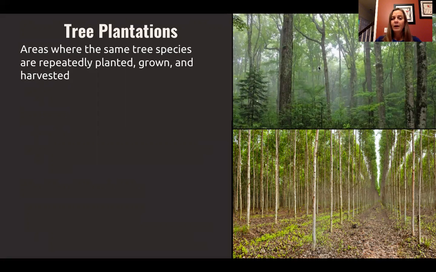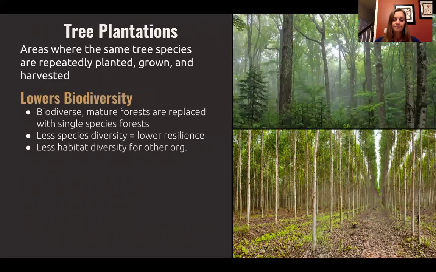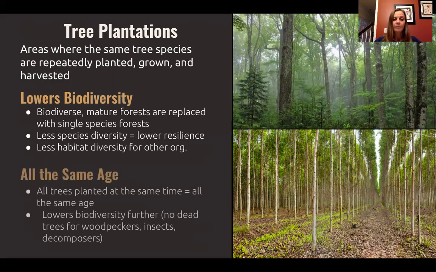So we go from a very biodiverse mixed age forest to a single age forest of all the same tree, which does not provide the same level of habitat diversity for animals and other plants that might live there. And so it decreases biodiversity. That means that we're going to have lower resilience and we're going to have less habitat diversity for those other organisms that live there.